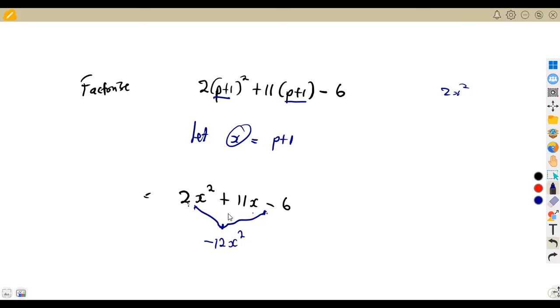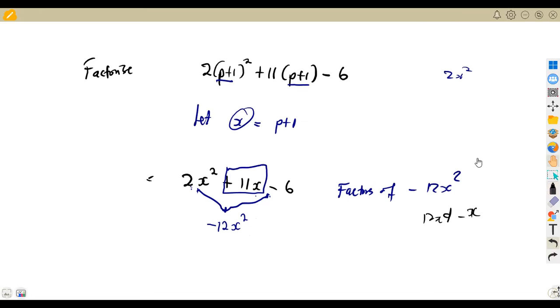So meaning to say, we need factors of minus 12x squared, but these factors, when added together, must give us 11x. It's 12 and minus 1. So we are talking about 12x and minus x.